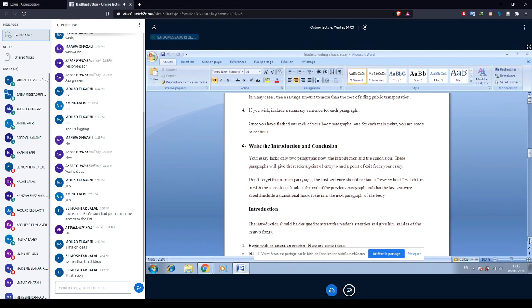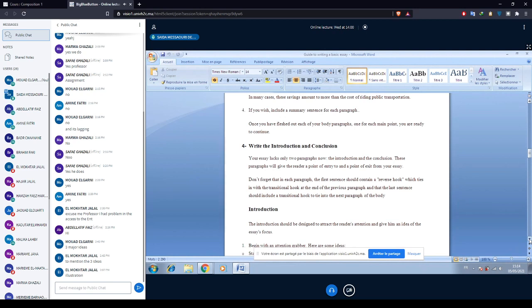So number 4, write the introduction and conclusion. Your essay lacks only 2 paragraphs now, the introduction and the conclusion. These paragraphs will give the reader a point of entry to and a point of exit from your essay. Don't forget that in each paragraph, the first sentence should contain a reverse hook. Remember? It's going to bring you from what you have said at the beginning to what you have said at the end.